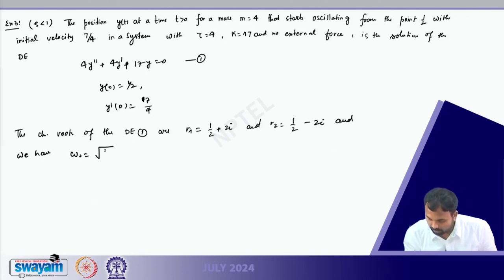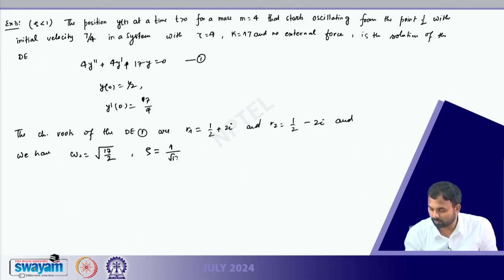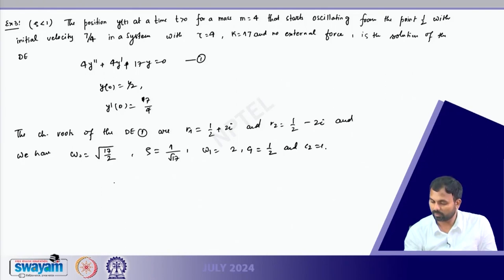We have omega 0 equals square root of 17/2 and zeta equals 1 by square root of 17, and omega 1 equals 2, C1 equals half, and C2 equals 1. Therefore, the required solution y(t) will be e to the power minus t by 2, times (1/2 cos of 2t plus sin of 2t). So, this is the case of under damping.